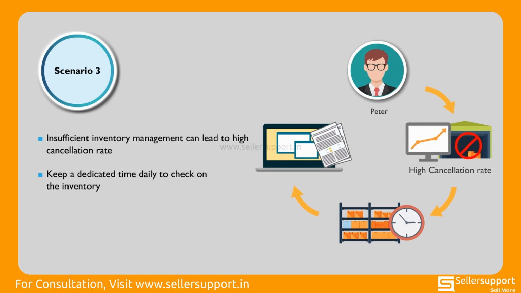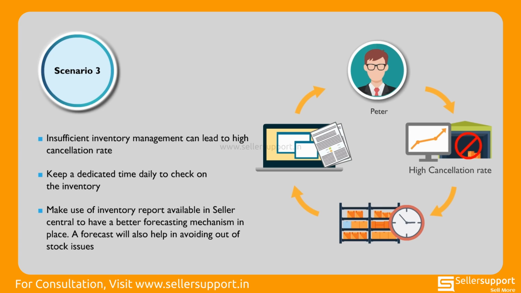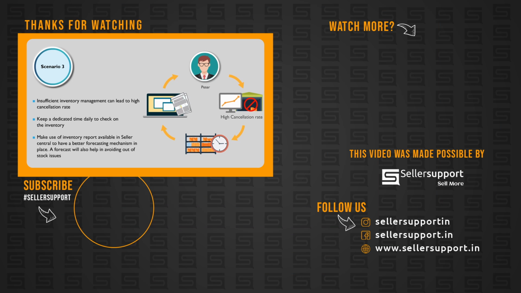Having a forecast mechanism is also a good way to avoid cancellations. You may also make use of inventory reports available in Seller Central to help with forecasting. These reports will help you understand which products are selling well, and what the daily or seasonal trends are, so that you can stock accordingly.